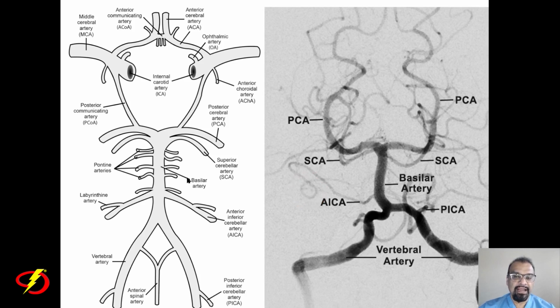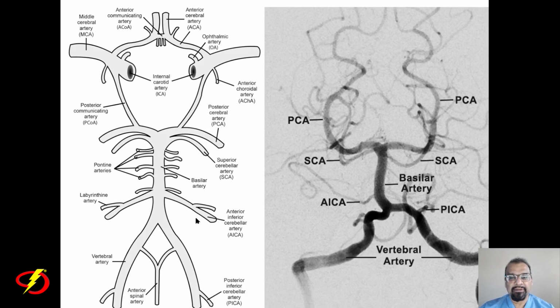After this, we have these pontine perforators. These are very important arteries for stroke. We'll discuss them in a later lecture, but notice that most of the time, you can't see these pontine perforators on angiogram. Sometimes you see a little wisp of one, but it's very hard to see these things. The next major vessel coming off the basilar artery is the superior cerebellar artery, which you see right here. And finally, the basilar artery terminates into two posterior cerebral arteries.